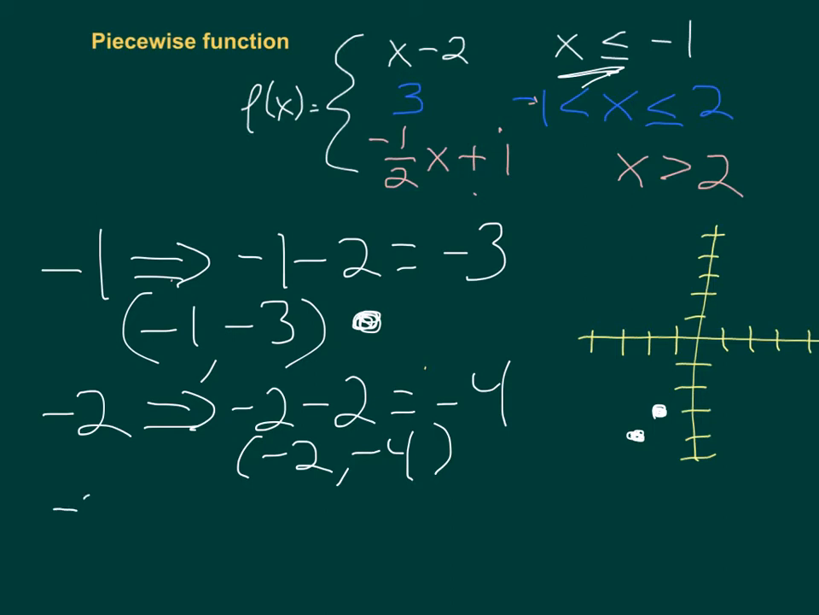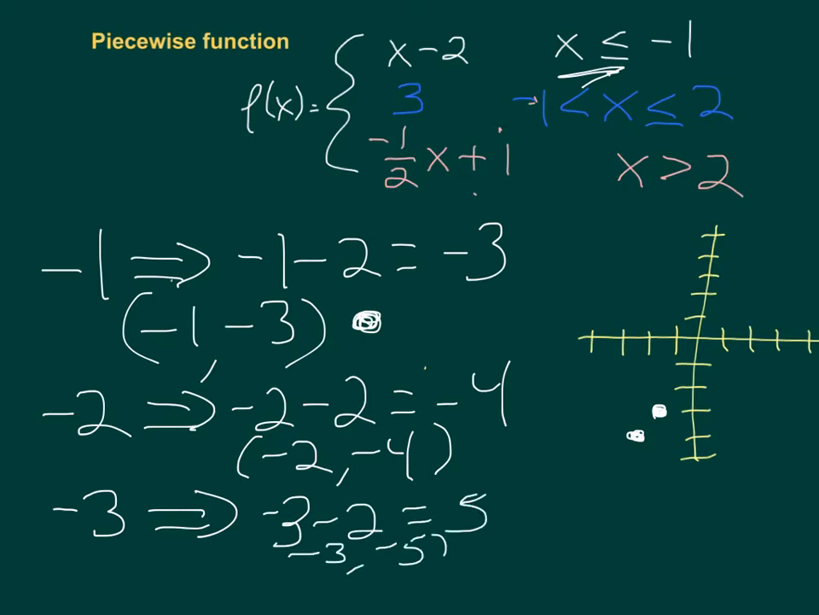And I can pick yet another point. How about if I pick -3? That's also less than -1. So -3 minus 2 is -5. So I have the point -3, -5. And I can plot that point. And that certainly is enough to graph a line.